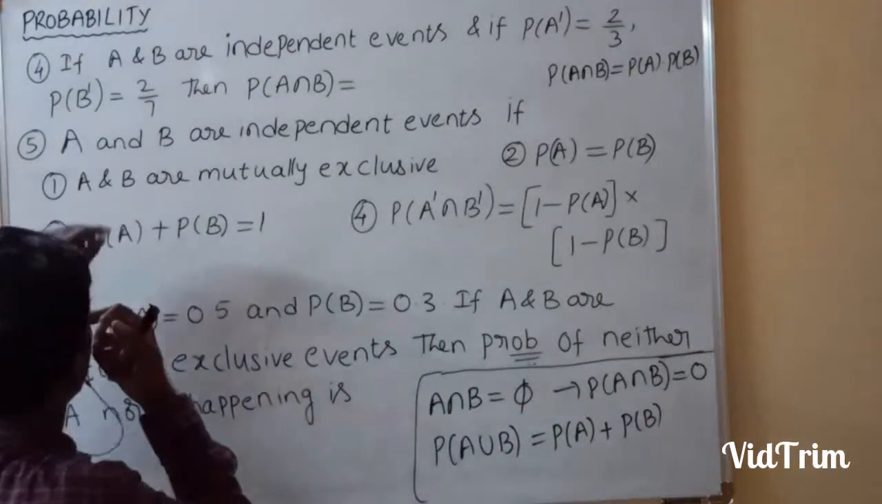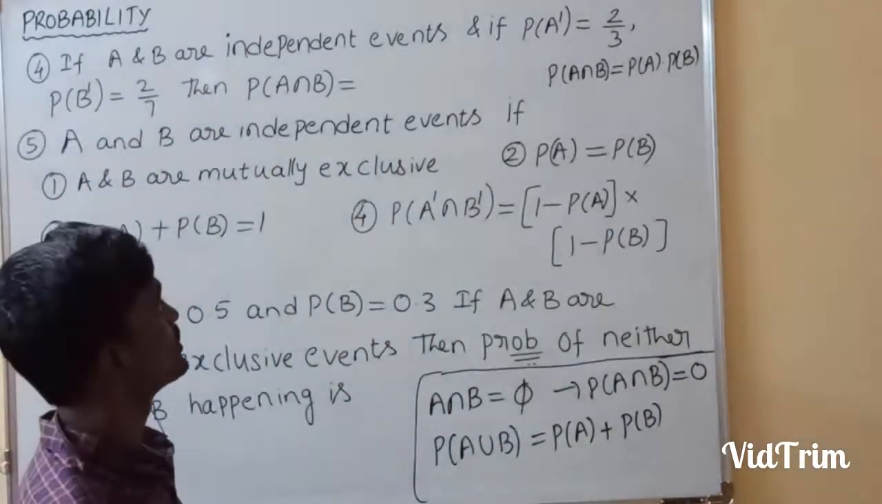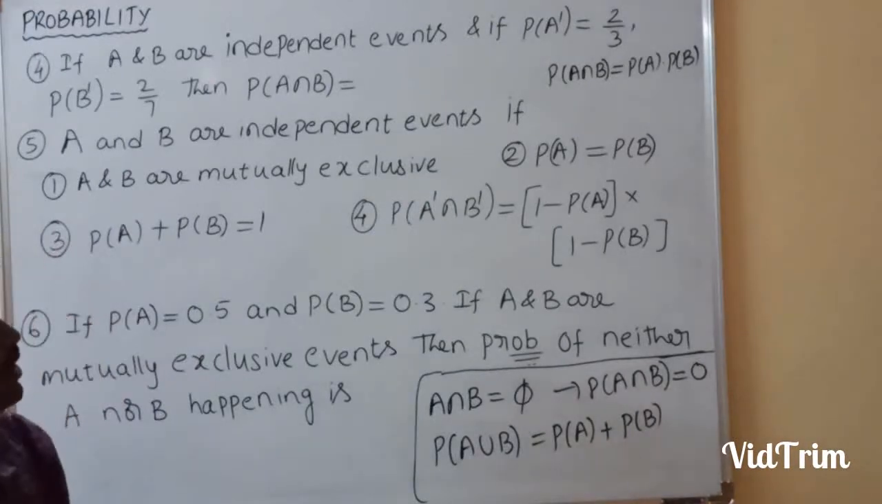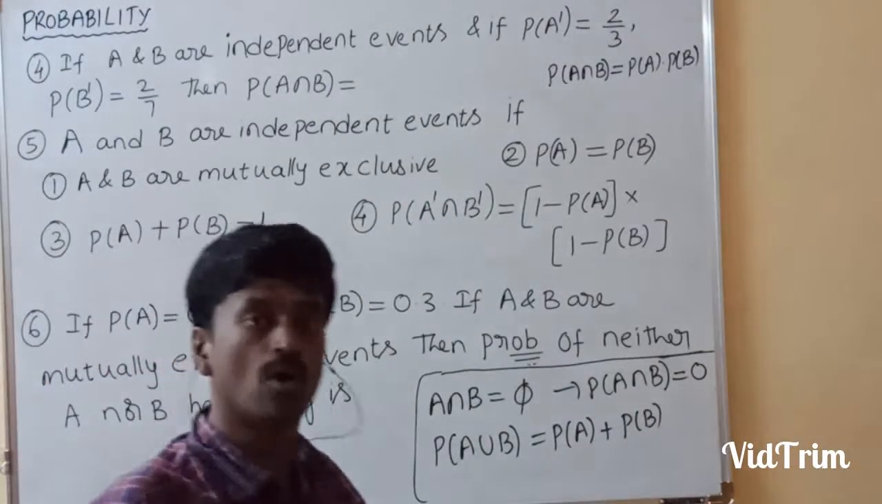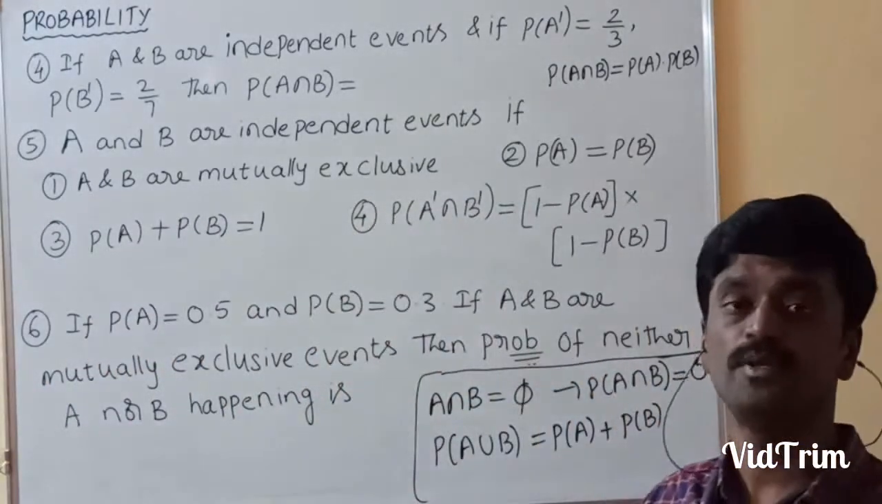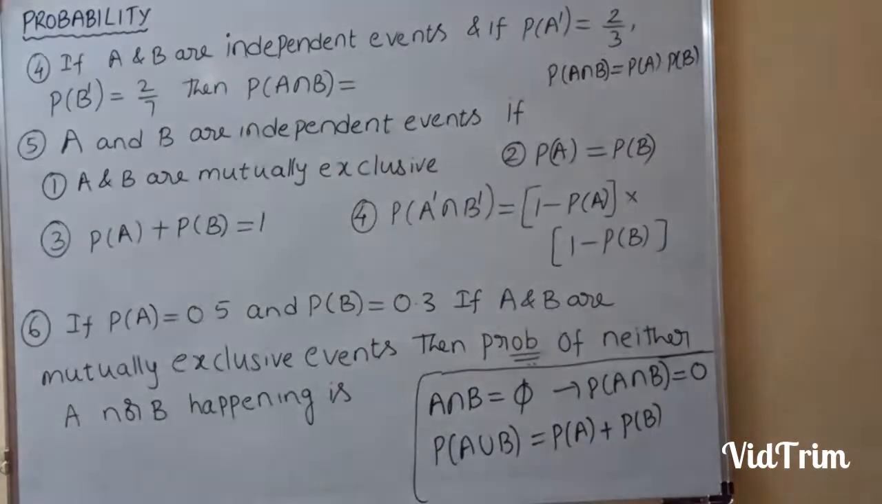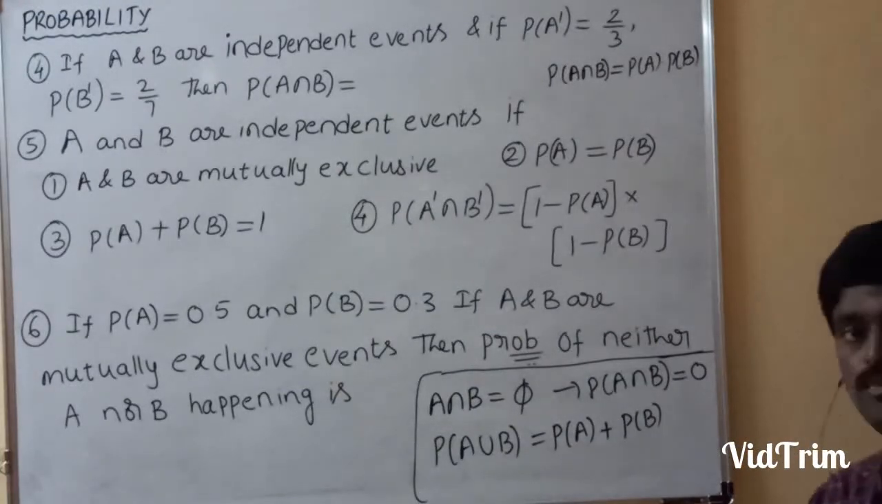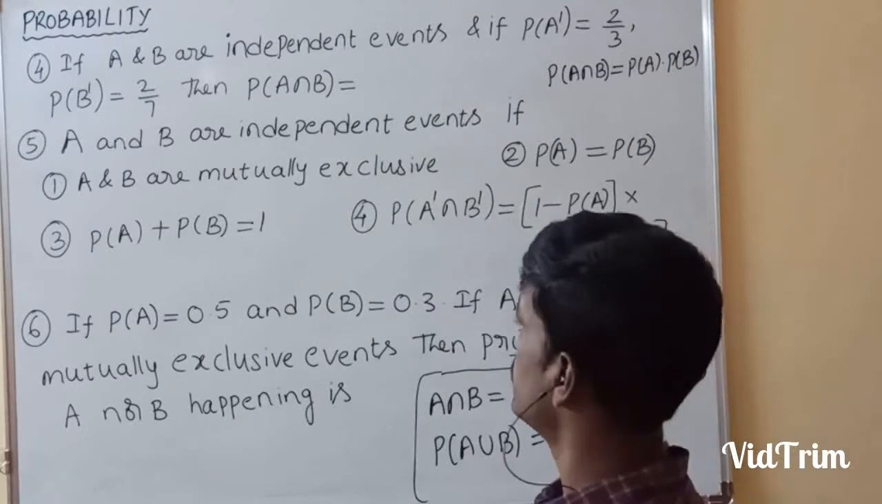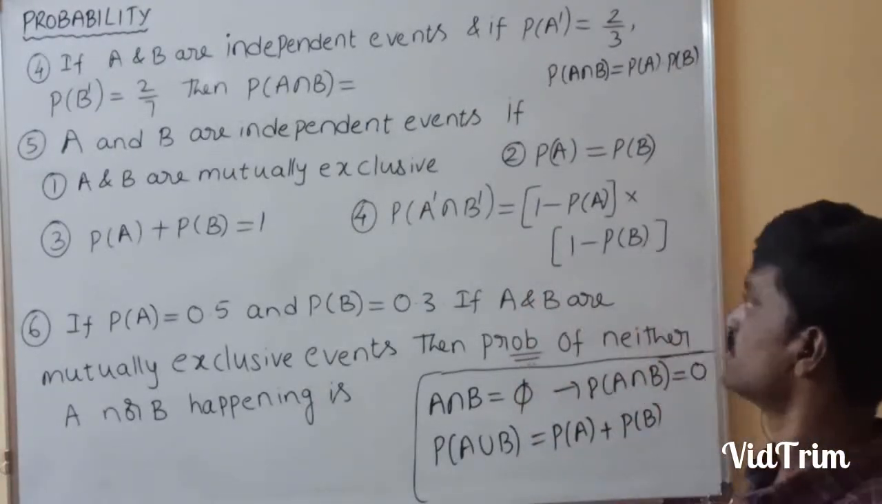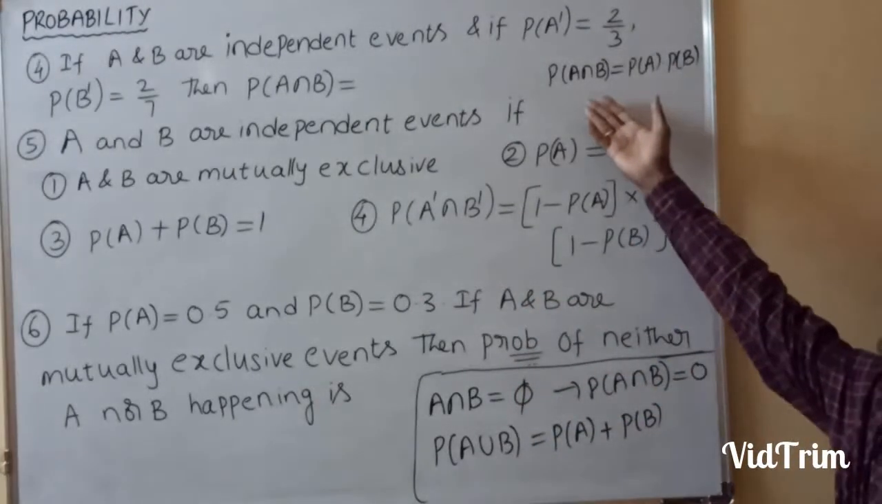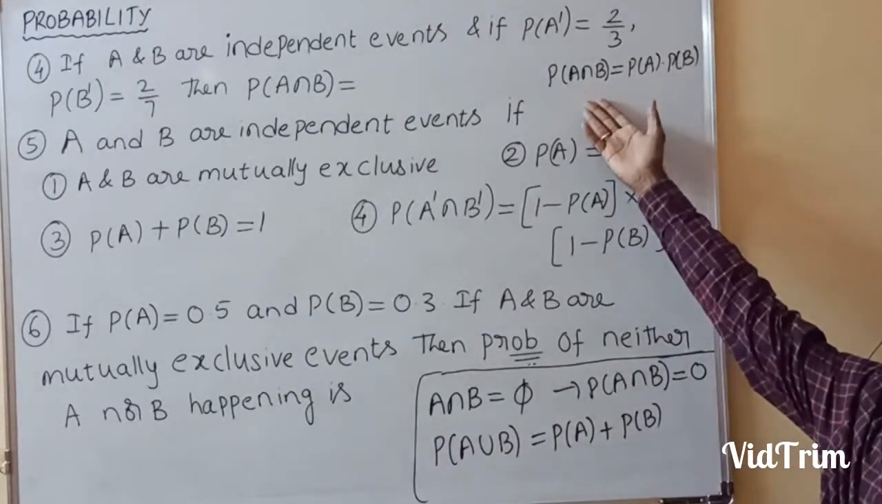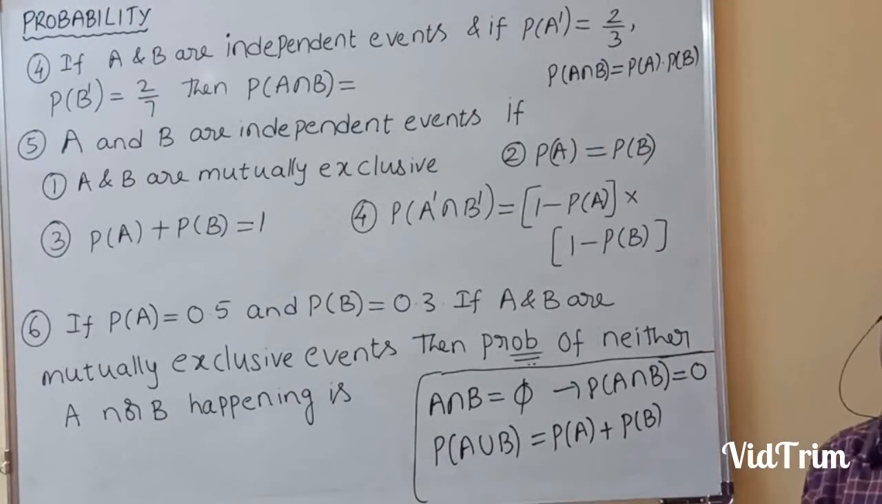Now, the first question is a concept. If A and B are independent events, and if P of A dash, that means P of complement of A, that means P of not A, is 2 by 3, and P of B dash, that is P of not B, is 2 by 7, then what is P of A intersection B? We just discussed this. If A and B are independent events, then P of A intersection B is P of A into P of B.